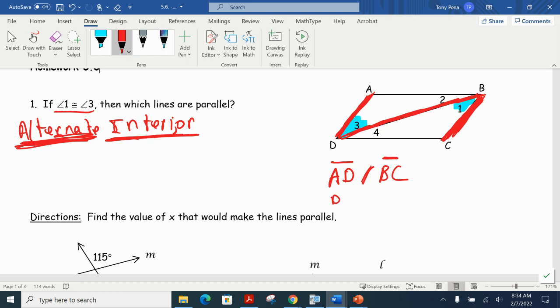I did see some people call this DA. Also totally fine. If you remember, the order doesn't matter, as long as it's the same letters. The only one that matters is the ray. So either one of these ideas should be fine. All right. These were the alternate interior angles. They are inside of AD and BC. So that's the 2 lines that are then parallel to each other. Okay.